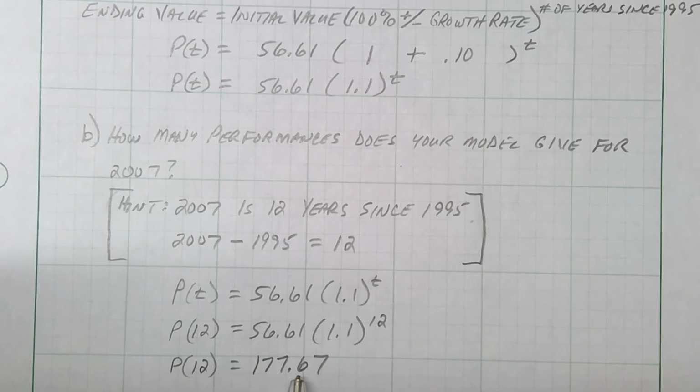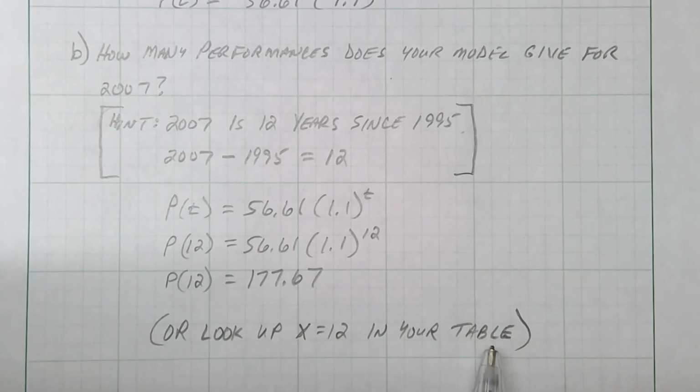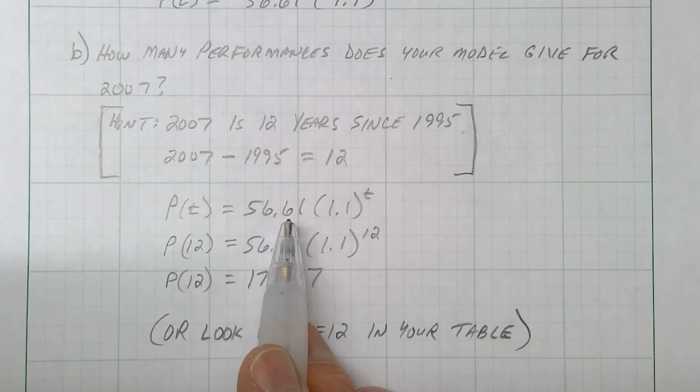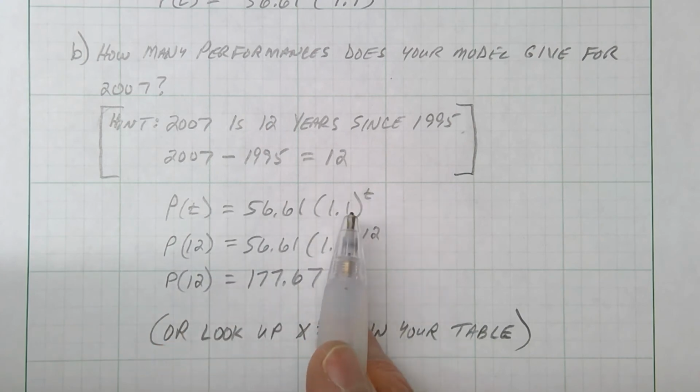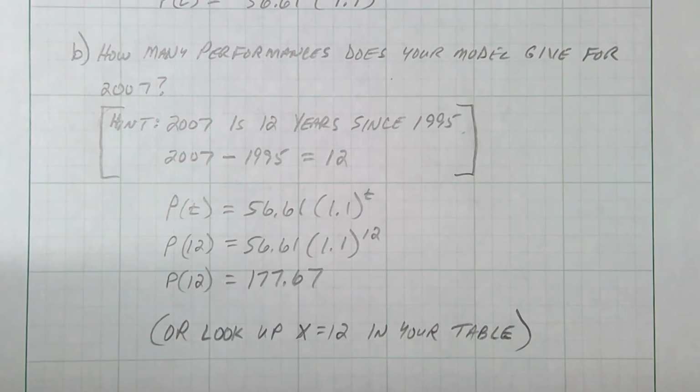You guys, it's real easy to put into your calculator, but I do want to show you that you can also look it up in your table. Put in your equation, y equals 56.61 times 1.1 to the x, put that in your y equals button. Go look at your table, scroll down to x equals 12, and the y value will be 177.67. So it's pretty easy just to pop 12 in for t and work it out, but it's also pretty easy to put this equation in your y equals and go look at your table. Whatever you think is easier, but this x, y value is in your table as well.